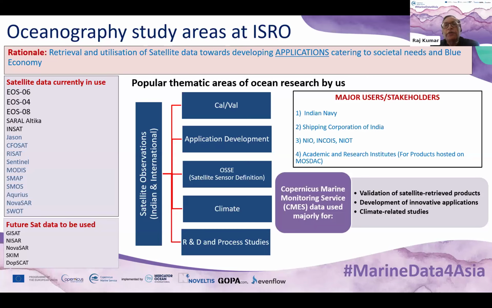In addition to that, we study what satellite sensors are required. That means we have to study which particular sensor, which frequency, all those things. That is called OSSE, that means ocean services. For this, we have to do sensor definition, and then the climate studies, all these things we are doing. And there are many users we have within India, like the Indian Navy, Shipping Corporation, as well as some other government agencies and academic research institutes.